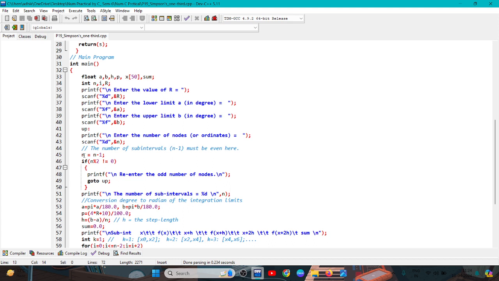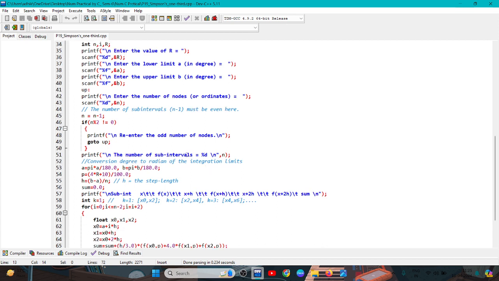Next, revise n equal to n minus 1. This n minus 1 is actually the number of subintervals. So henceforth this n represents the number of subintervals, and if n modulo 2 is not equal to 0, that means n is not even. n must be even, that is, the new n, n minus 1, the number of subintervals, must be even. If the number of subintervals is not even, re-enter an odd number of nodes, and go back up to that point.